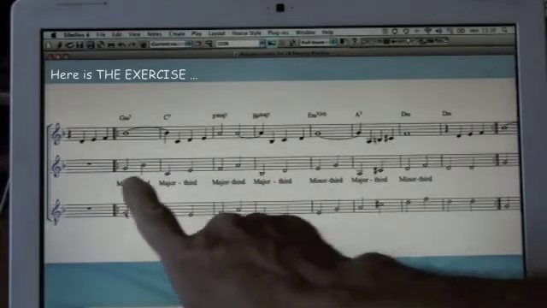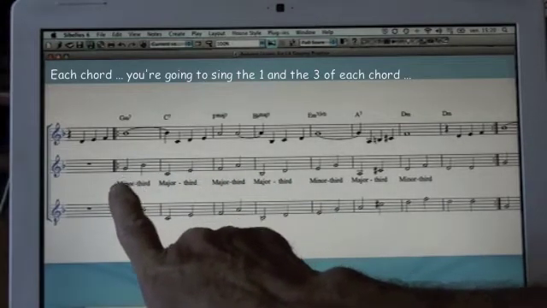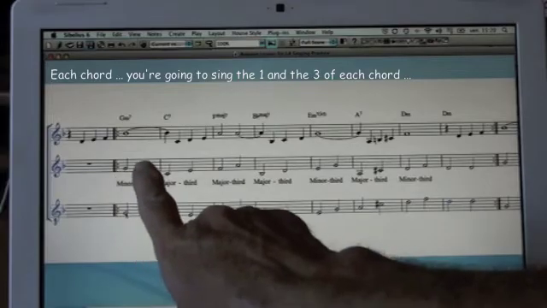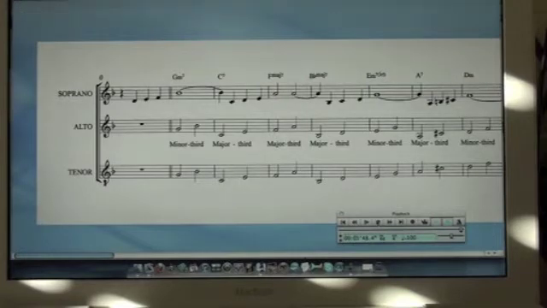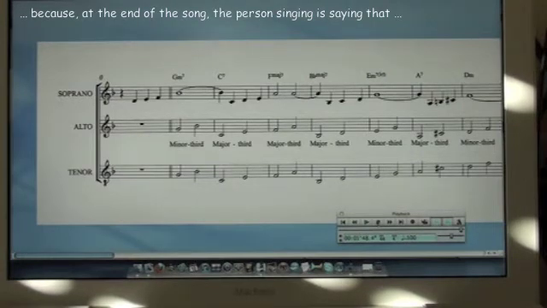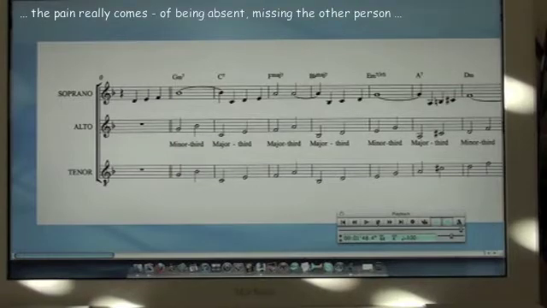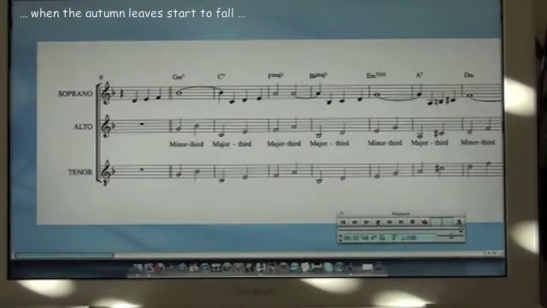Here is the exercise. Each chord you're going to sing the 1 and the 3 of each chord. In actual fact, this song starts major and it goes into what we call a minor key. That's the sad sounding key. And it goes along with the mood of the song, because at the end of the song, the person singing is saying that the pain really comes of being absent, missing the other person when the autumn leaves start to fall. And that's very much what music is about, the story of life.